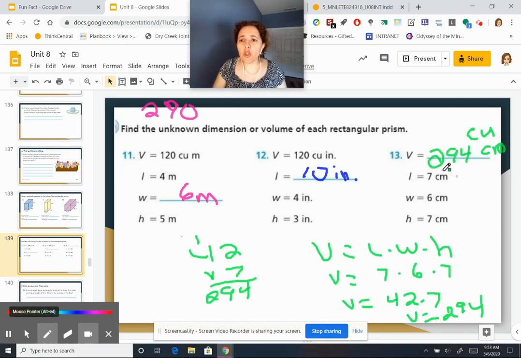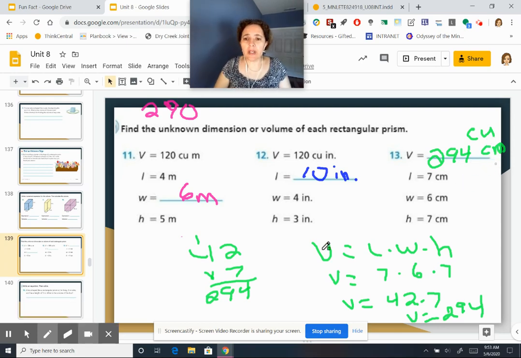Okay, if you came up with 294 cubic centimeters, you would be correct because volume equals length times width times height. My length is 7, my width is 6, my height is 7. So then I did 7 times 6 is 42, and then 42 times 7, I did over here on the side. 42 times 7, 7 times 2 is 14, carry my 1. 4 times 7 is 28, plus 1 is 29, 294. So my volume is equal to 294 cubic centimeters.